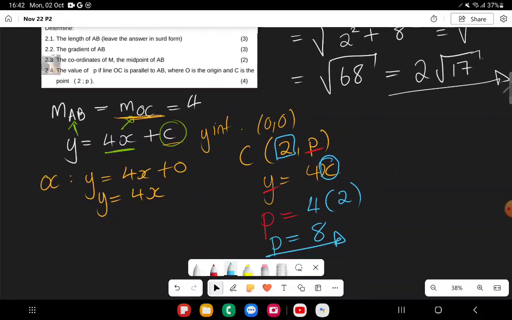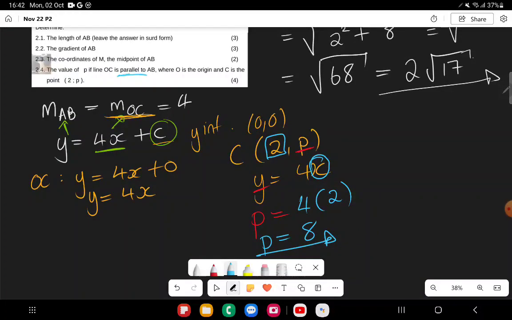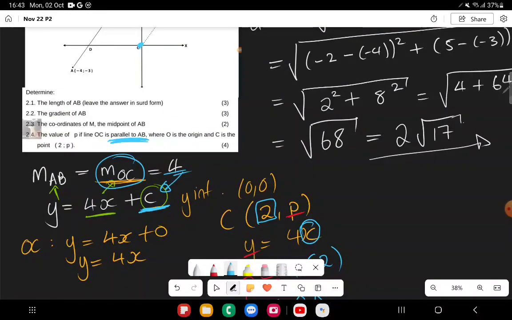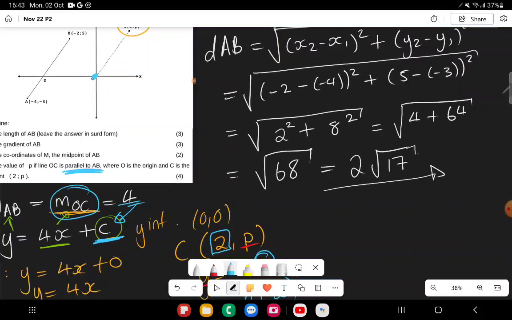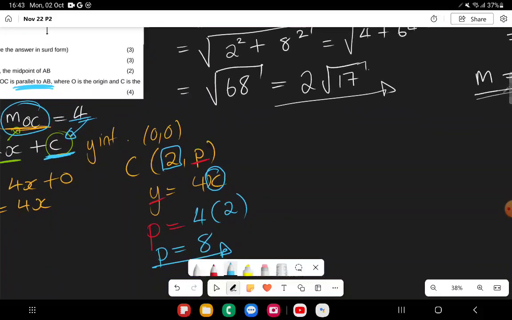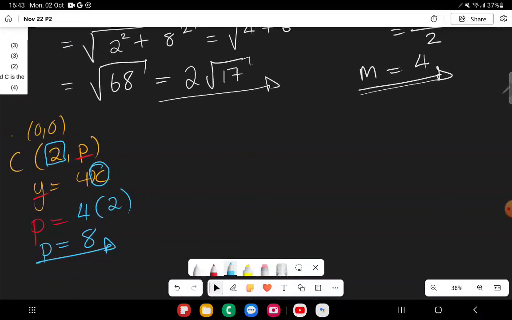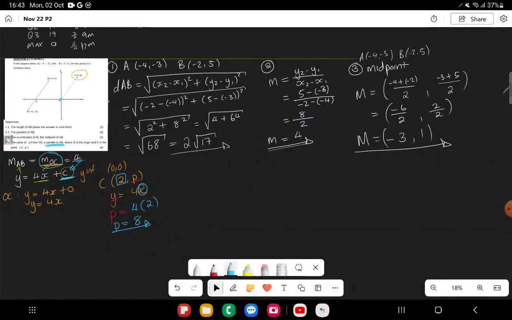Let's quickly review what we did. We took the word parallel and we equated the two lines so that we got the m value. Once we got the gradient, which is 4, we gave the generic equation, y equals mx plus c. We got m, so y equals 4x plus c. Now we're going to substitute for the c value, which is at 0,0. So now we know it's y equals 4x plus 0. Then we take the point C, we substitute it in, and we get p is equal to 8. That is how you answer question number 2.